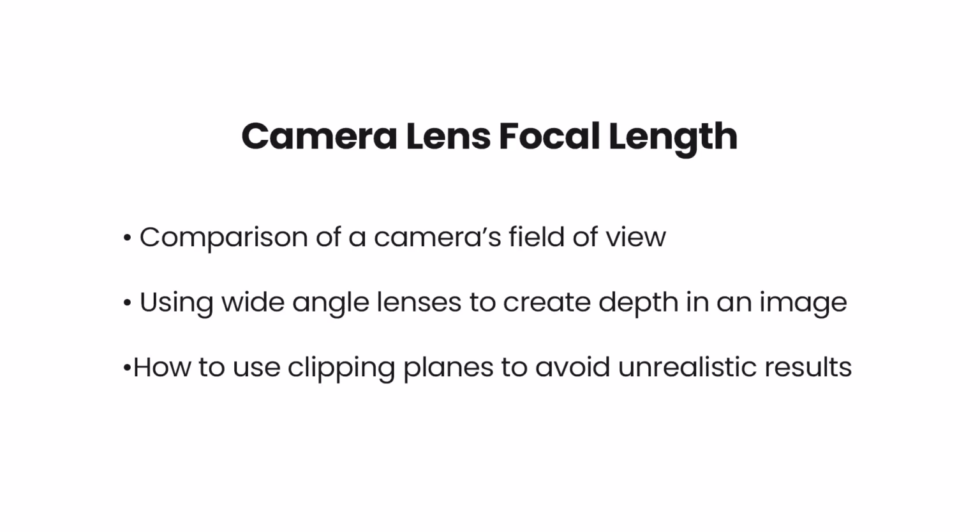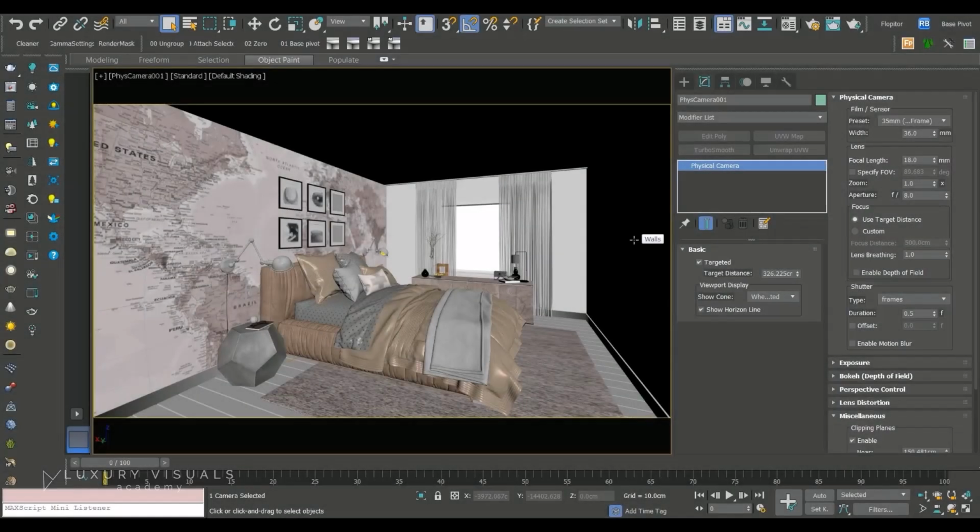So in this video we're going to compare some fields of view in camera. We're going to use wide angle lenses to create depth in an image, and I'm going to show you how to use the clipping plane to avoid unrealistic results. So what a camera can see is dictated by its focal length, and you can find that under the physical camera lens properties here. So currently this is an 18mm lens.